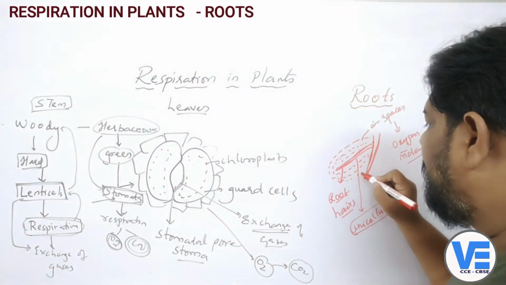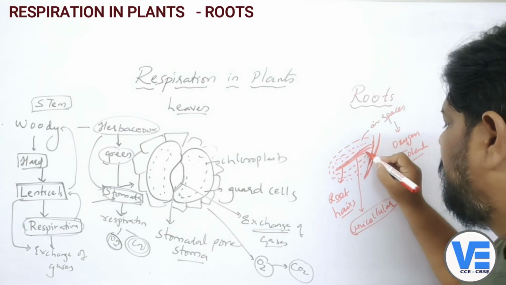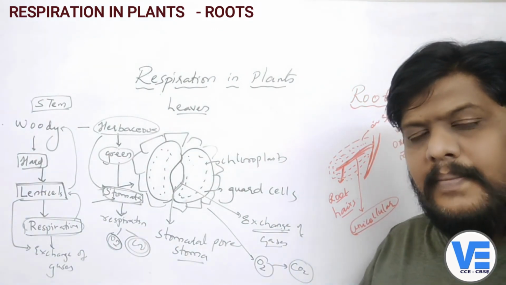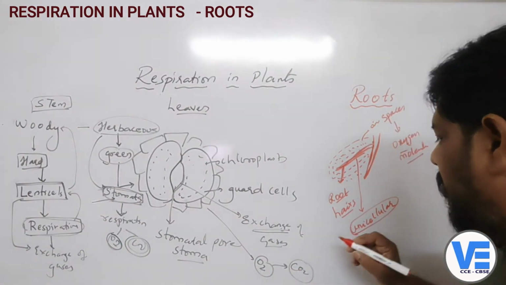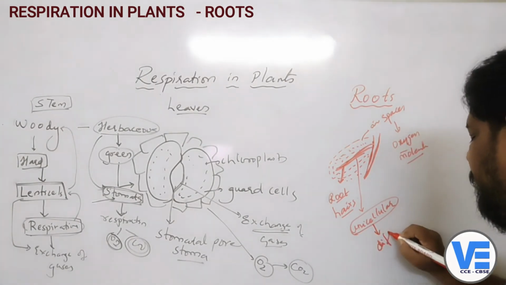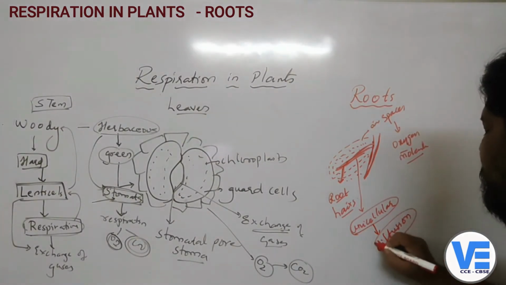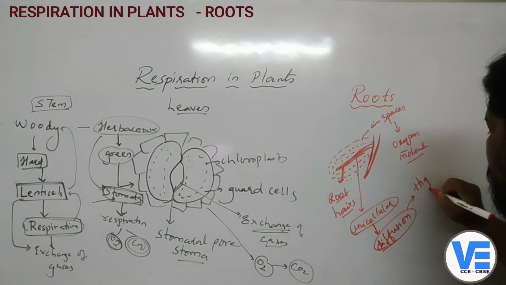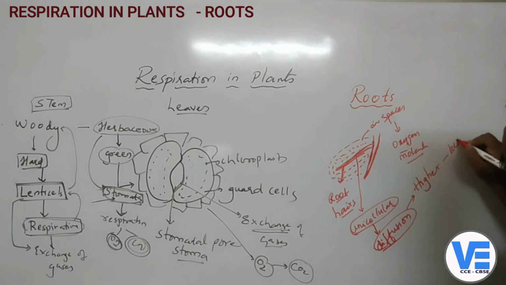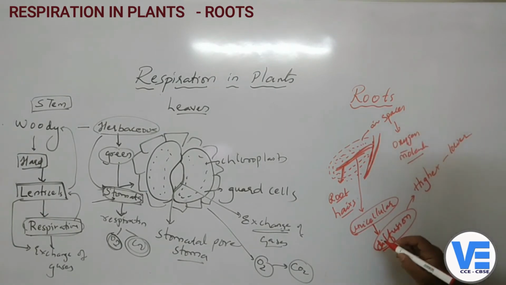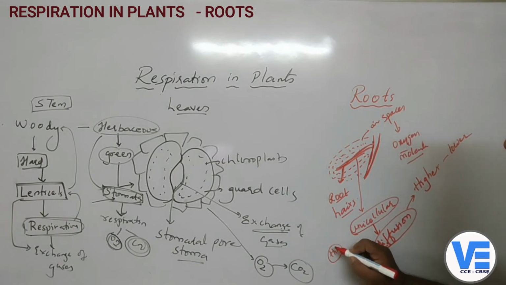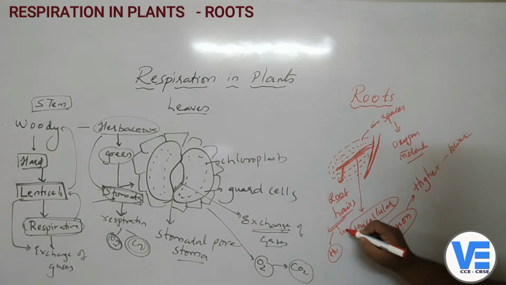When there is air inside, these unicellular root hairs will take the oxygen. They cannot take the oxygen very easily, but they will take it by the process called diffusion. Diffusion, we already know, is the movement of molecules from higher concentration to lower concentration. The oxygen in the atmosphere is high, while in the root hairs the oxygen levels are low. So the molecules will move from the higher concentration to the lower concentration.